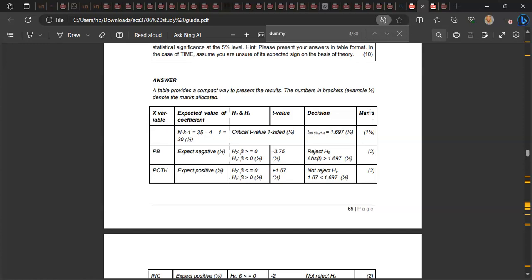Of course, you want to eliminate or to remove this part here for marks. We don't use that. Okay, so you want to have your x variable and then expected value of the coefficient, and then the null and the alternative hypothesis, and then the t value, and then you then come up with your decision based on your evaluations of that. So this is what we are going to be doing. Because we are not going to draw the table tonight, but we'll basically fill it in. We are basically going to be filling in the table.